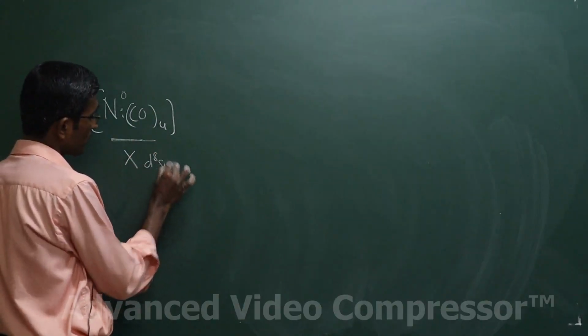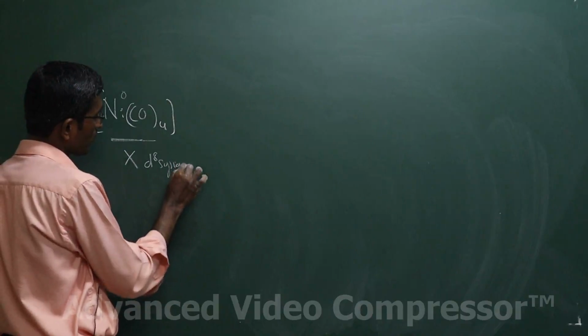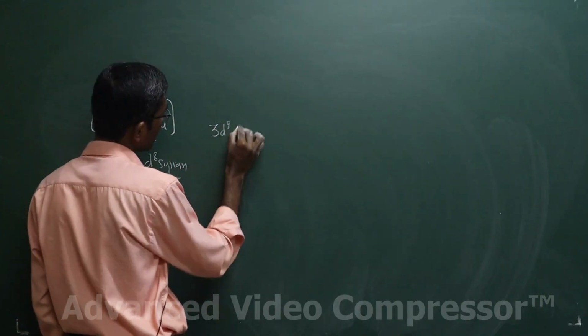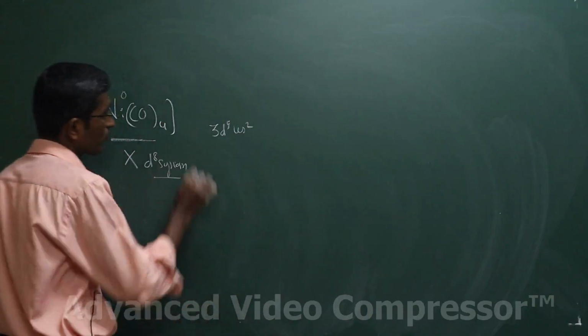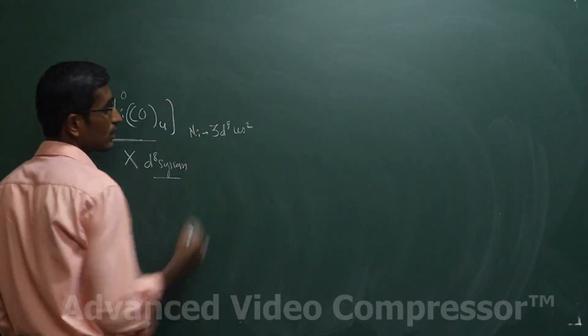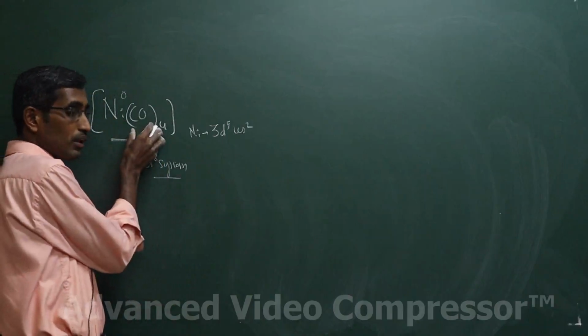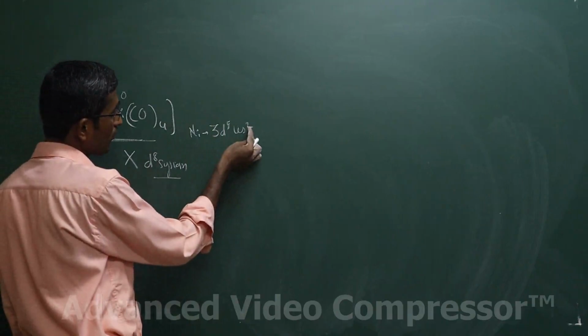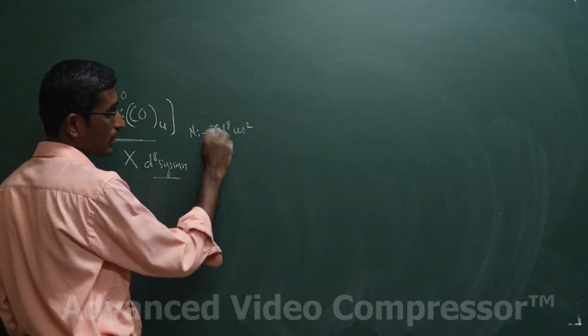It is not a d8 system because what happens is, the electronic configuration we write for nickel is 3d8 4s2. Since carbonyl is a very strong ligand, although a neutral ligand, it will make this electron jump here and get paired.